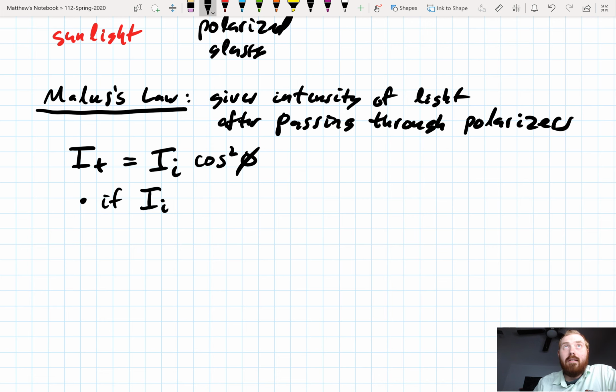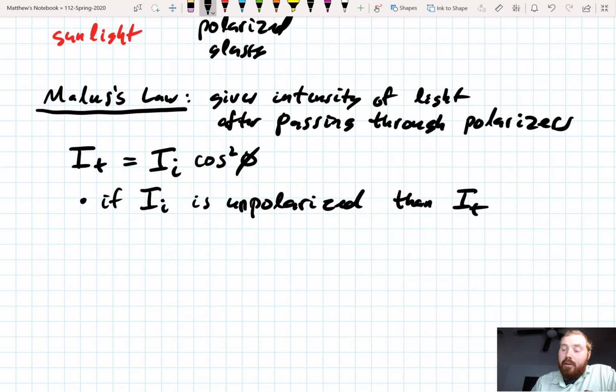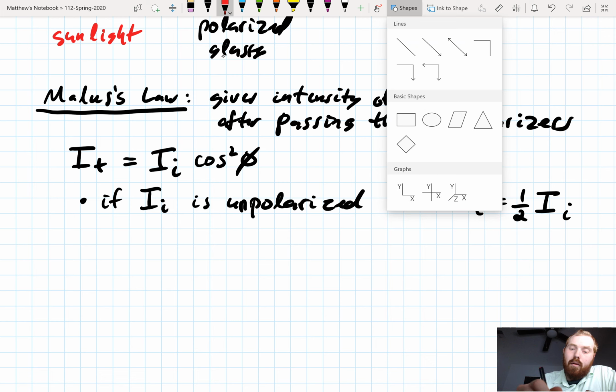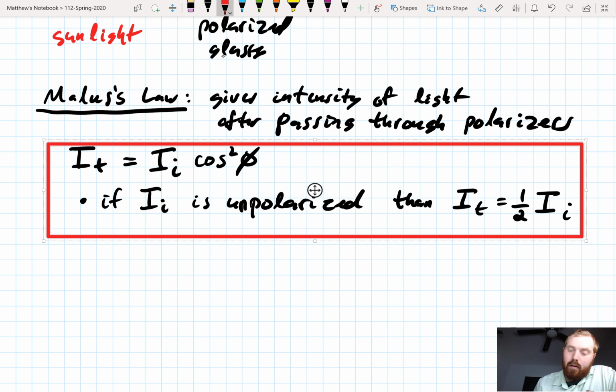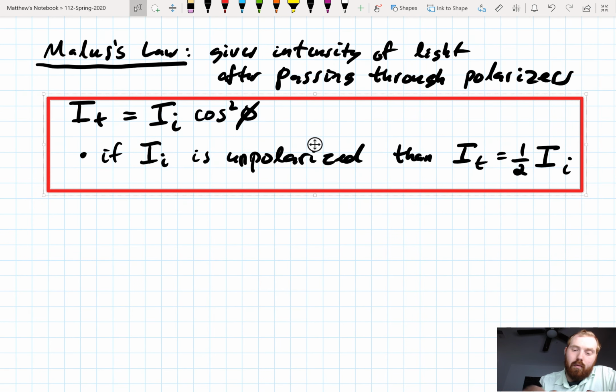If the incident intensity is unpolarized, then the transmitted intensity has to be half. Think of the sunglasses example. So there's Malus's Law. It gets a red box. It's that important for us.